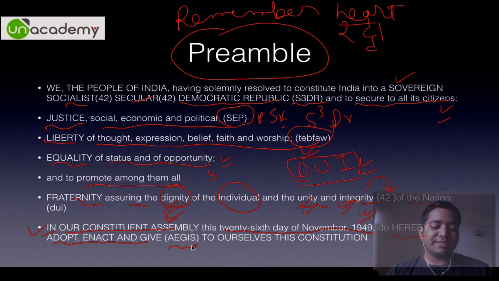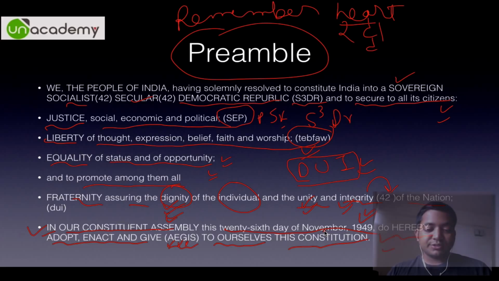You can remember it by ages. Adopt, enact and give, AEG, to ourselves this constitution. So we the people of India solemnly resolve to constitute India sovereign, socialist, secular, democratic republic, and to secure to all citizens justice, social, economic, political, liberty of thought, expression, belief, faith and worship, equality of status and opportunity, promote among them all fraternity, assuring the dignity of individual and unity and integrity of the nation.